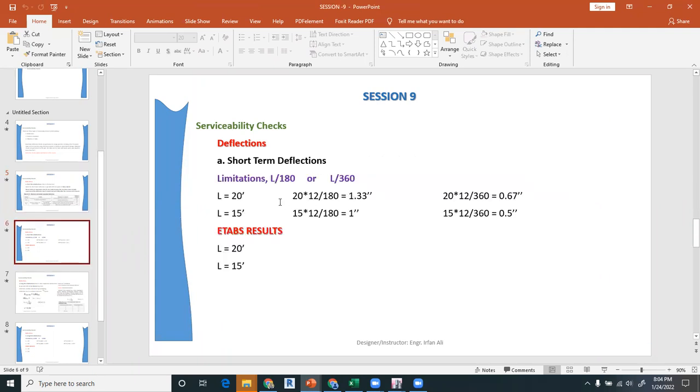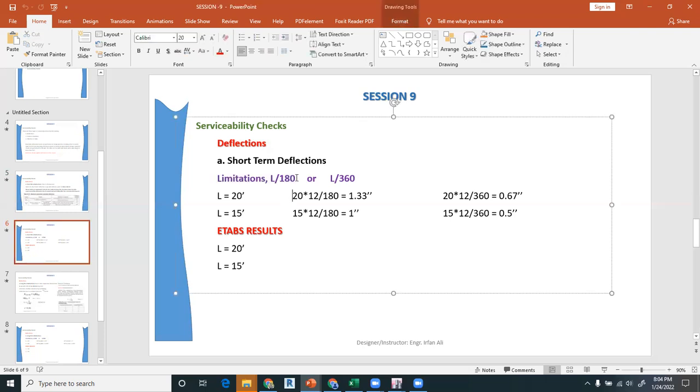And in our case, if we take both limitations, L by 180 and L by 360, for length 20, because we have a maximum beam length of 20 feet and 15 feet, the allowable limits of deflection are 1.33 inches for 20 feet for L by 180, and L by 360 is 0.67 inches. And for the 15 feet, it is 1 inch and 0.5 inches, right?